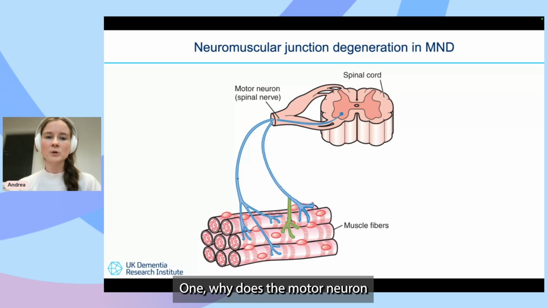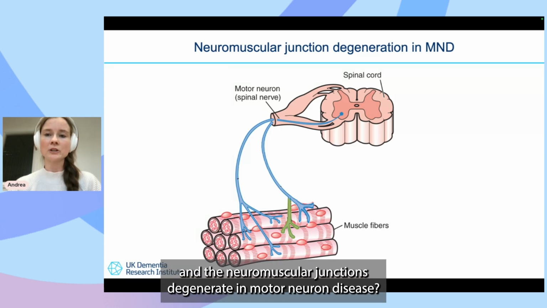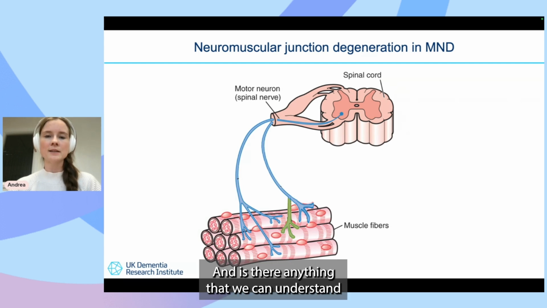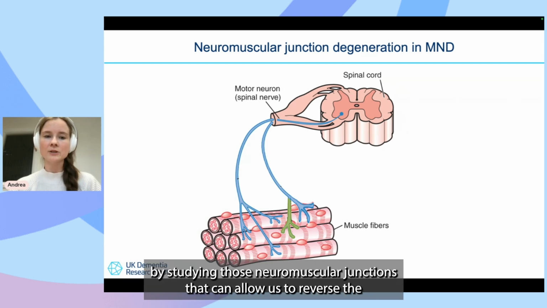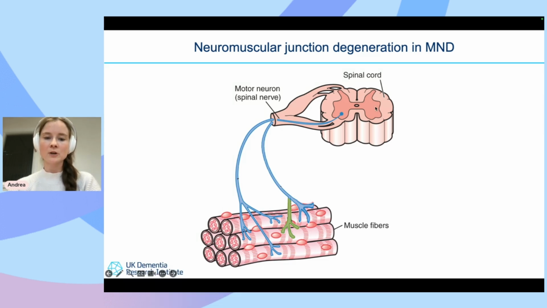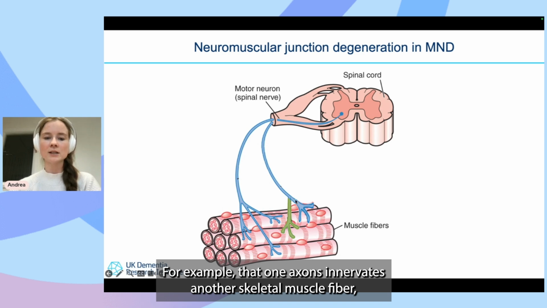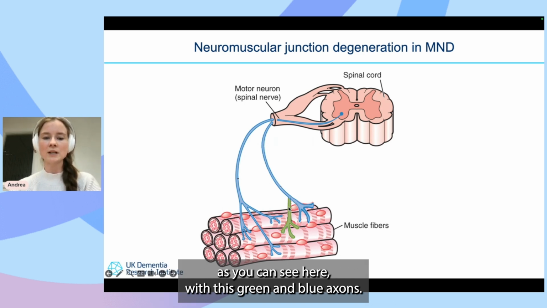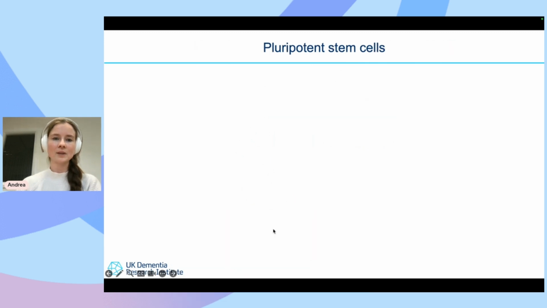Now, in my PhD, what I wanted to understand are several different questions. One, why does the motor neuron and the neuromuscular junctions degenerate in motor neuron disease? And is there anything that we can understand by studying those neuromuscular junctions that can allow us to reverse the degeneration, prevent it, or promote compensatory mechanisms, for example, that one axon innervates another skeletal muscle fiber, as you can see here with this green and blue axons.